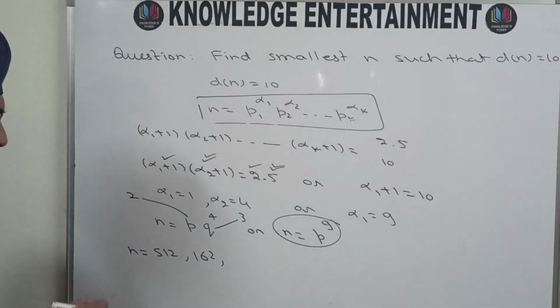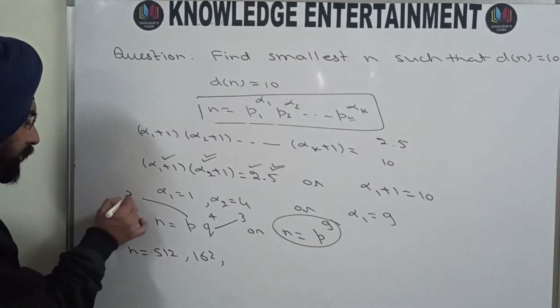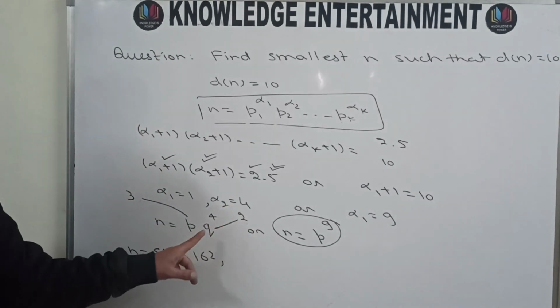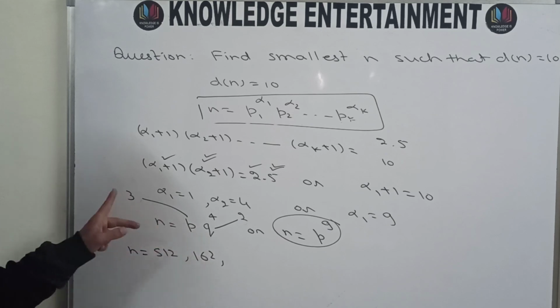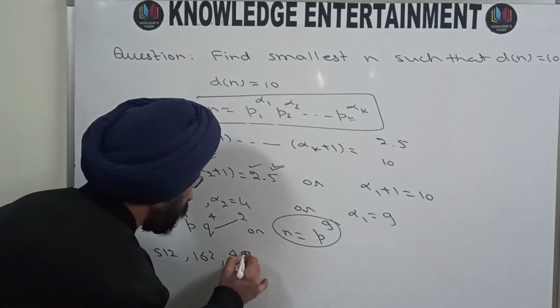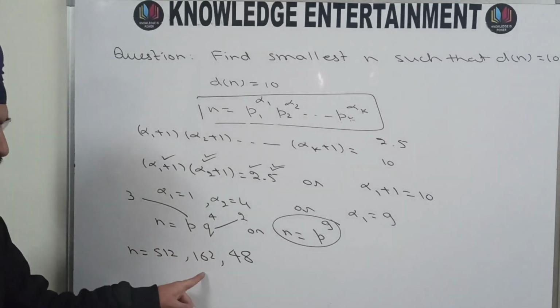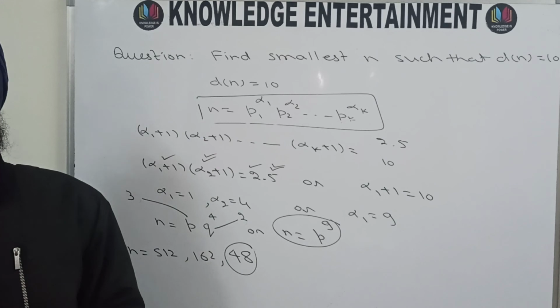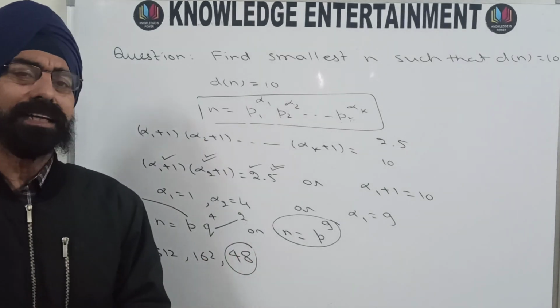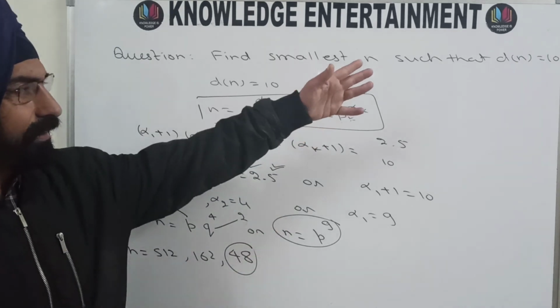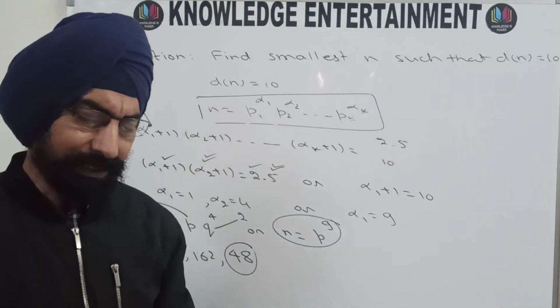Another reverse case: take p to be 3 and q to be 2. What will happen? 2 raised to the power 4 is 16, 16 into 3 is 48. So the smallest possible value is 48. And out of these three, which one is the smallest? The smallest one is 48. So 48 is the smallest number such that the number of divisors is 10.